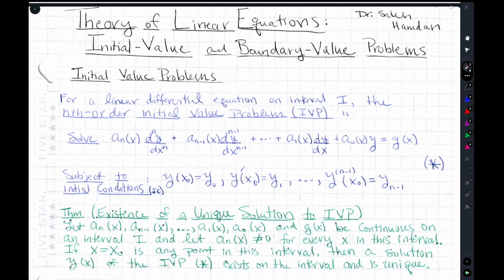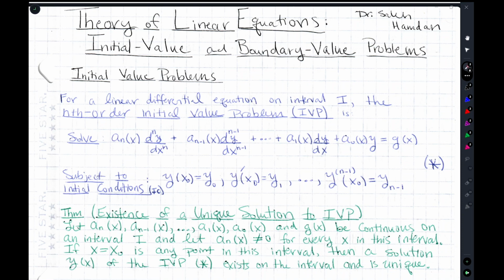All right, so continuing on our discussion with the theory of linear equations, we looked at linear independence and how we could use the concept of linear independence for functions to get a fundamental set. And we learned how the fundamental set spans all possible solutions to the homogeneous nth order linear differential equation.